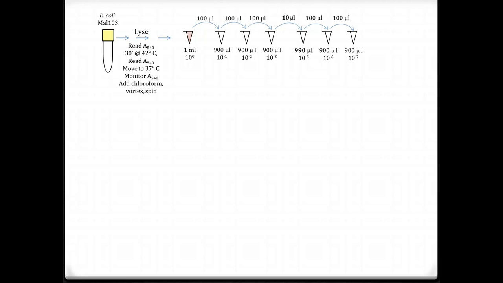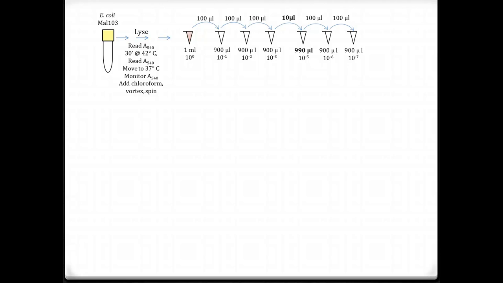Okay, so label those tubes nicely. Microcentrifuge tubes are what you should use for these, not the long disposable glass tubes. So now you have your different dilutions of phage, and these are what you're going to be using for a lot of different experiments now.